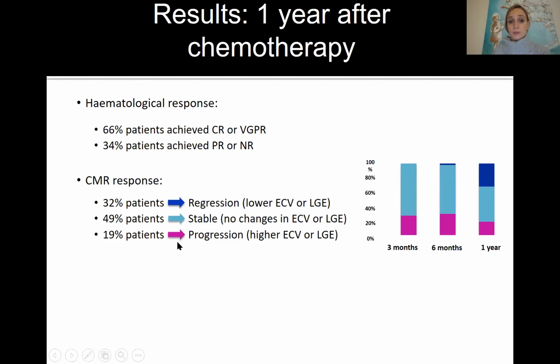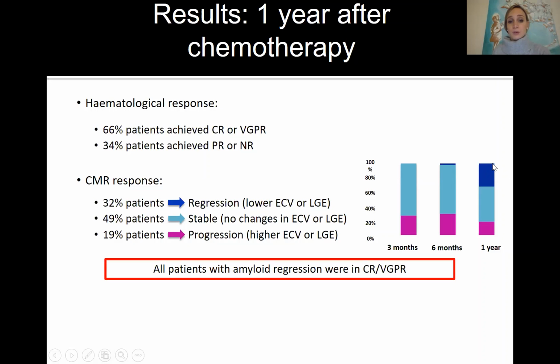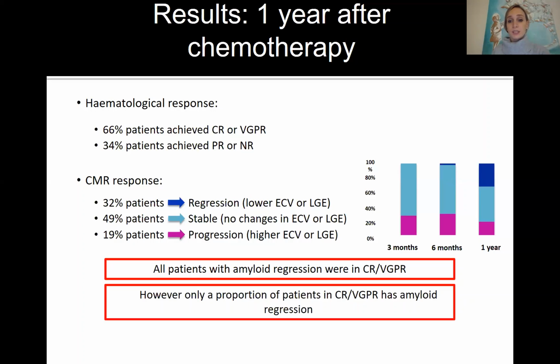But from a CMR point of view, you can see that actually there was a significant increase in the percentage of patients who achieved a regression. So all patients that showed amyloid regression were in CR or VGPR, so they had to have a significant reduction in the free light chains. But most importantly, not all patients in CR and VGPR had amyloid regression. So CMR was adding extra information on top of the hematological response.